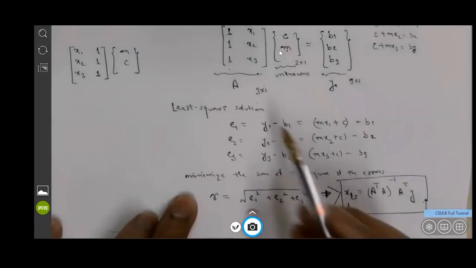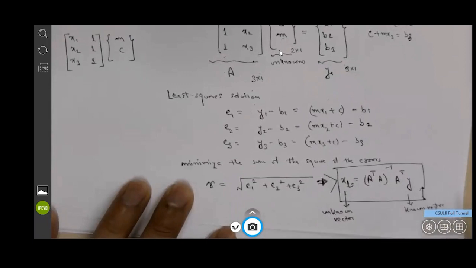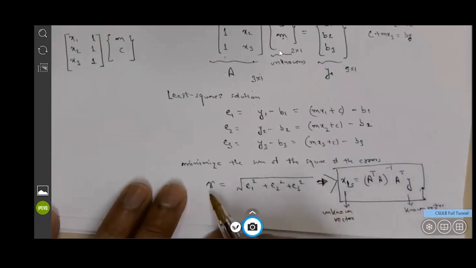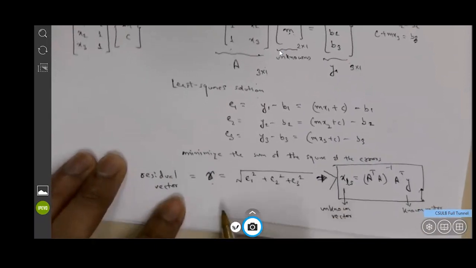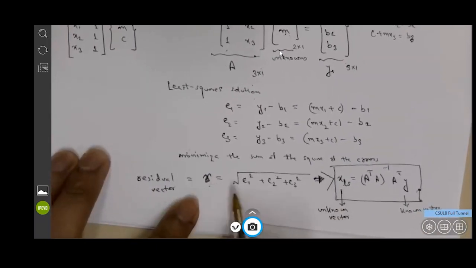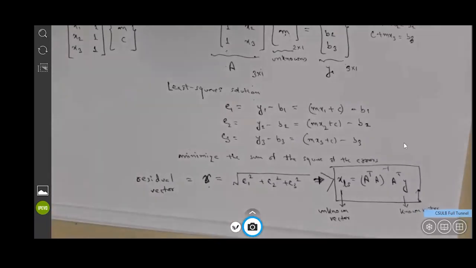Professor, what's the letter next to the square root? Sorry, come again. What's that variable on the left side of the square root? This one. This is R, the residual vector. We call that the residual vector, R. It is basically the square root of the sum of the squares.